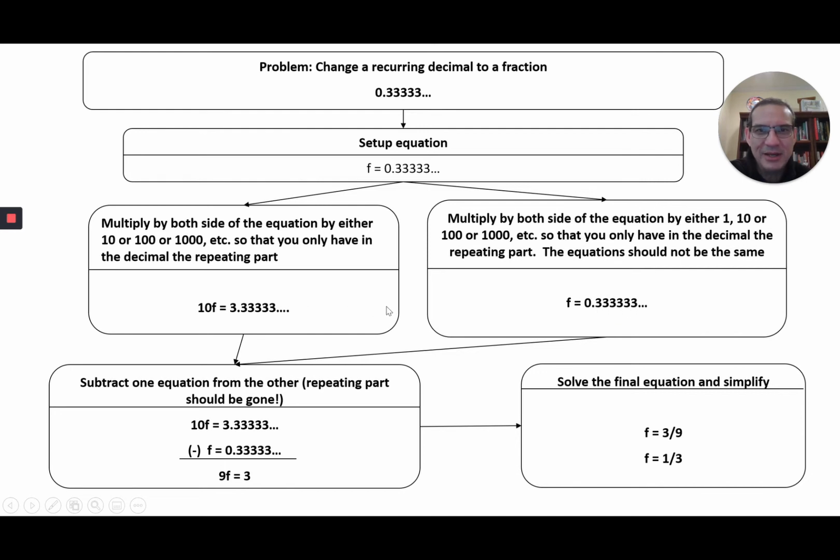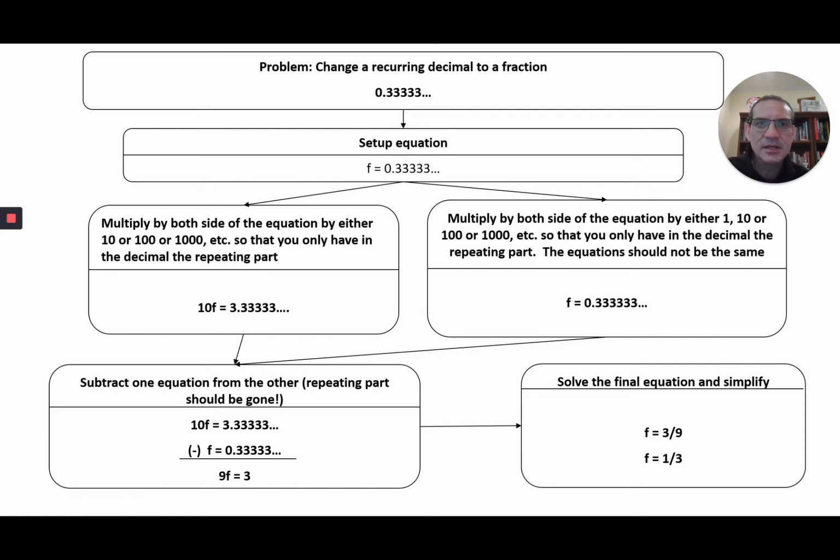So here you have the situation that I mentioned at the beginning, where you can subtract the two equations. So 10f equals 3.3333..., minus f equals 0.3333.... I can subtract: 10f minus 1f is 9f. And when I subtract this, I get rid of the repeating part. So then I have a simple equation that I can solve: f equals, dividing both sides by 9, and then I simplify and get f equal to 1/3.